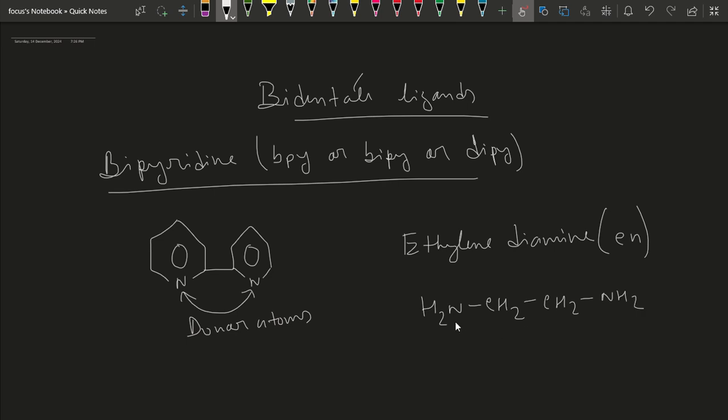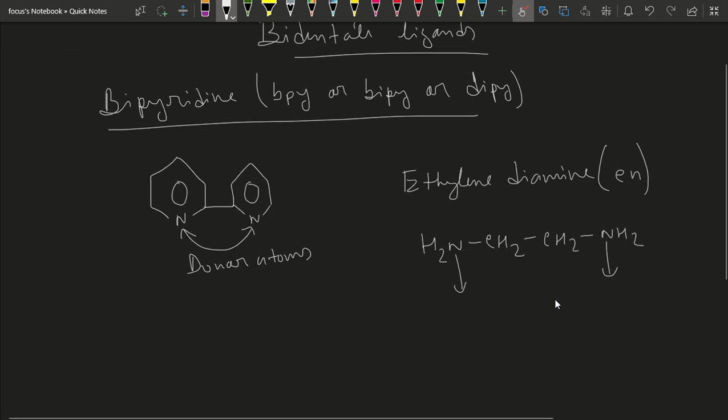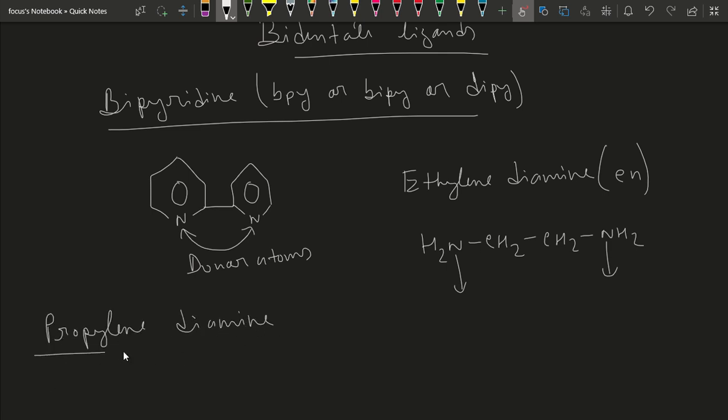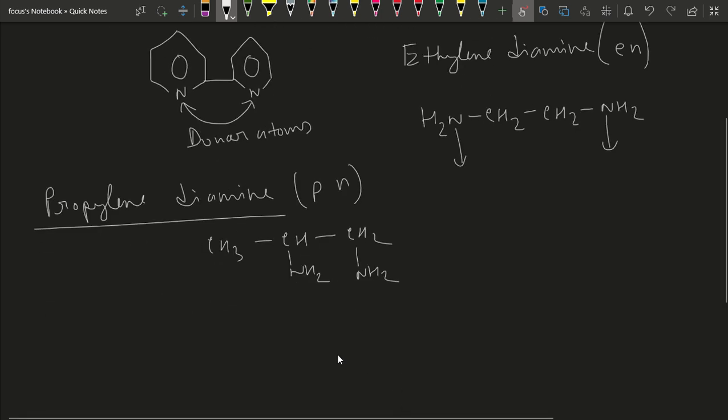Again here we can see that there are two donor atoms available in ethylene diamine ligand, which is this nitrogen center and this nitrogen. These two nitrogens can donate electrons to the metal ion and form a metal ligand bond. Some other examples, propylene diamine. It is represented as Pn. So the structure is, here also there are two nitrogen donor atoms.